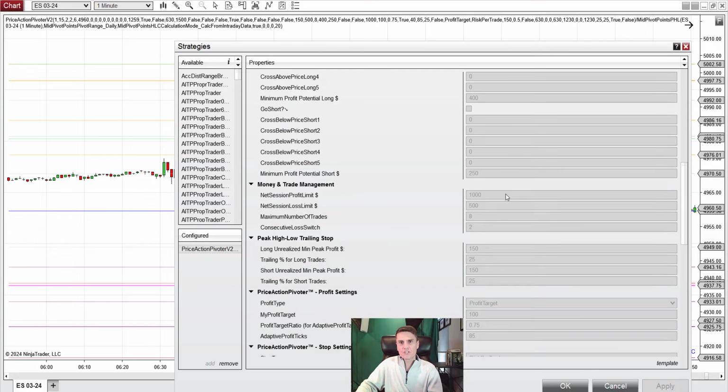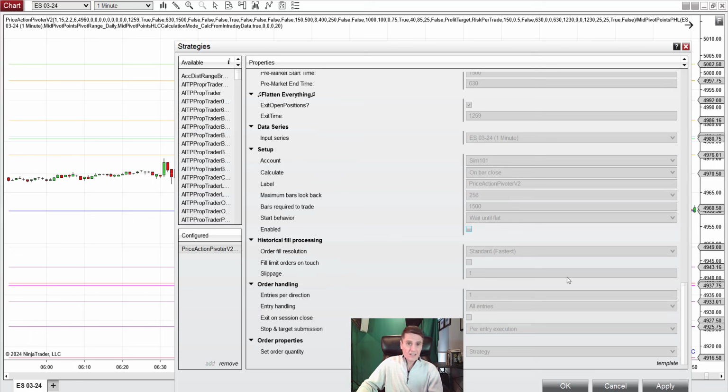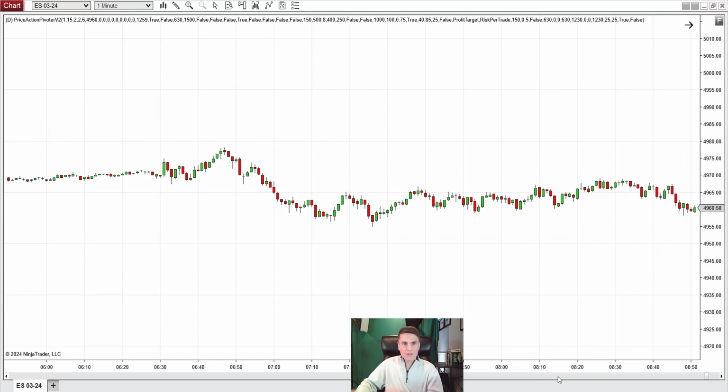And I'm just going to go ahead and turn it off right now by just clicking on the checkbox for enable. This is for somebody who's new. Click on apply and it's gone. Click on OK. You're clear. All right. So this is Price Action Pivoter V2 loaded. You get a clean chart. It's not enabled yet because I want to see a clean chart.